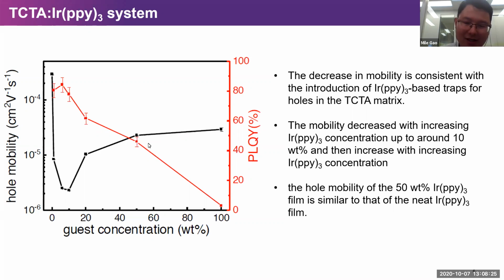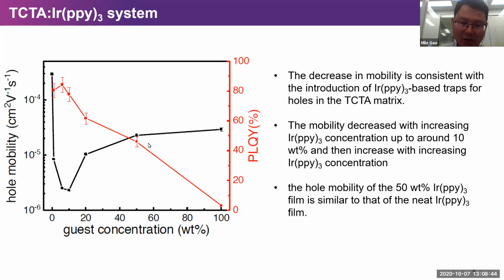This would suggest that once the RP concentration is above a threshold, a hole transport pathway might be formed, which enables the holes to migrate across the film through the RP component of the blend film.